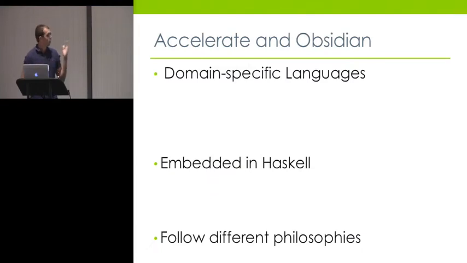And so, what are Accelerate and Obsidian? They are domain-specific languages. They are embedded in Haskell, and even though they attack the same problem, so they generate CUDA code automatically, they follow very different philosophies.